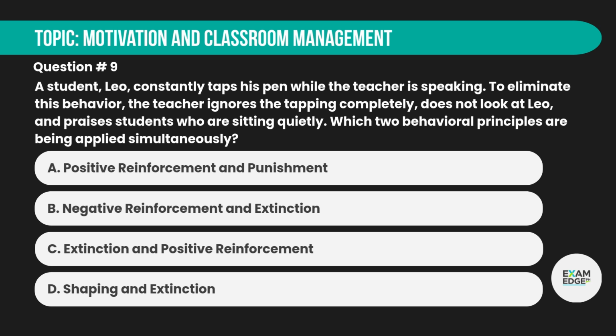Question number 9. A student, Leo, constantly taps his pen while the teacher is speaking. To eliminate this behavior, the teacher ignores the tapping completely, does not look at Leo, and praises students who are sitting quietly. Which two behavioral principles are being applied simultaneously? A. Positive reinforcement and punishment. B. Negative reinforcement and extinction. C. Extinction and positive reinforcement. D. Shaping and extinction.